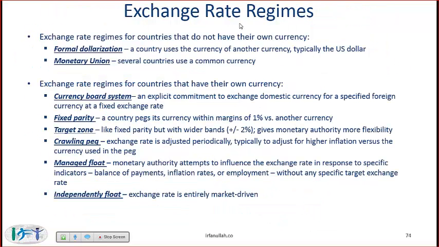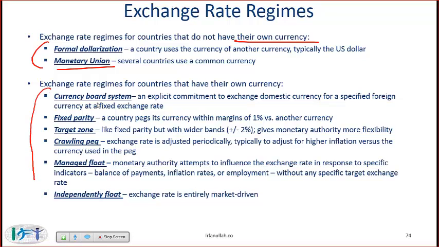Foreign exchange regimes for countries that do not have their own currency. We have 2 possible scenarios. One is formal dollarization, where a country simply adopts the currency of another country, typically the dollar, or you might have a monetary union such as the Eurozone, where all countries in the Eurozone have the euro as their currency. Then the other exchange rate regimes where countries have their own currency are shown right here.